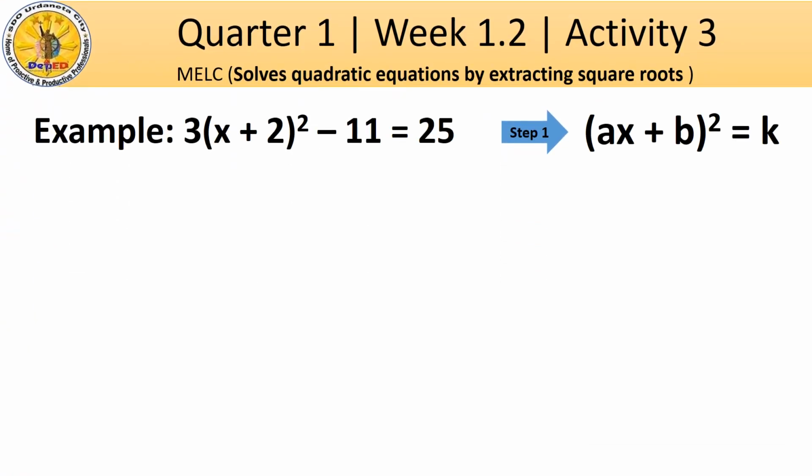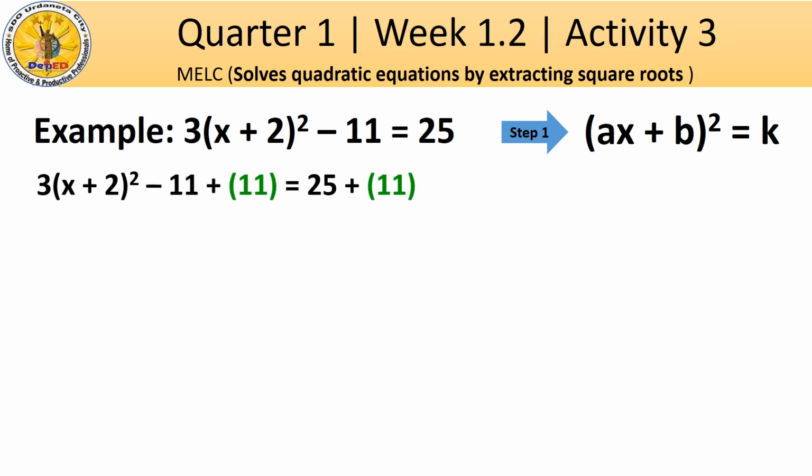Let's try another example. Solve the equation 3 multiplied by (x + 2)² − 11 = 25. If you find it difficult to answer, just follow the steps we did in the previous examples. Our first objective is to transform this equation into (ax + b)² = k. So just be patient and do it step by step. First, remove the −11 by adding 11 on both sides of the equation. This will result in 3(x + 2)² = 36.